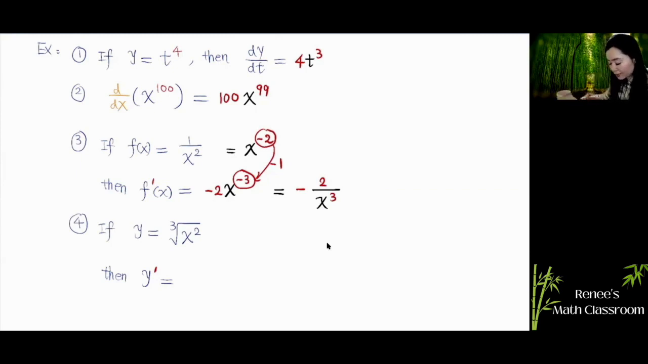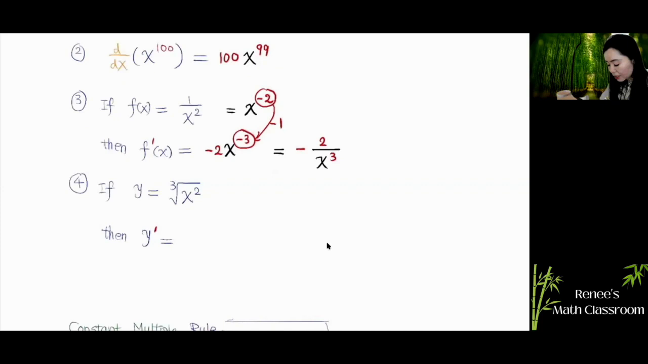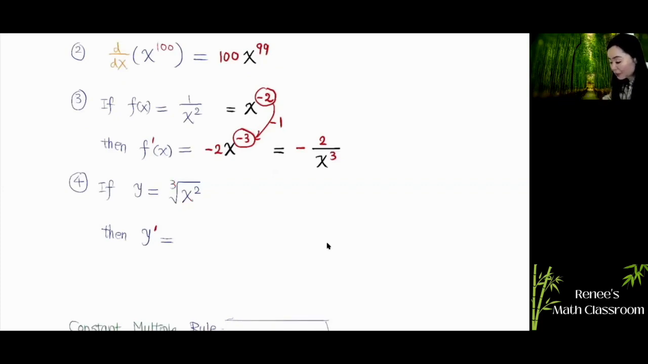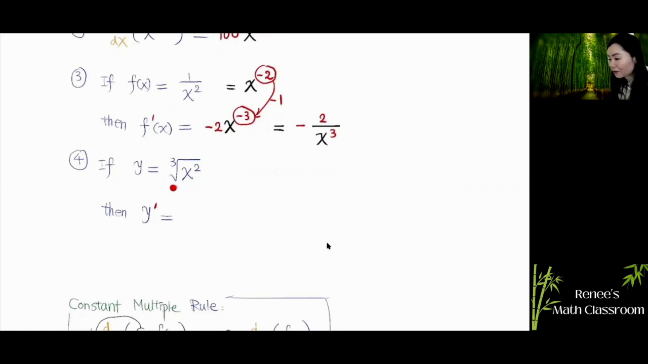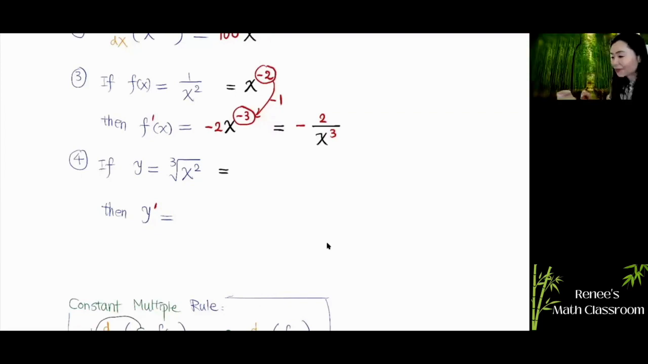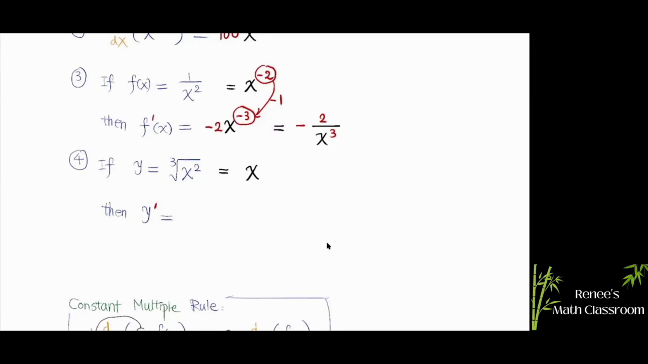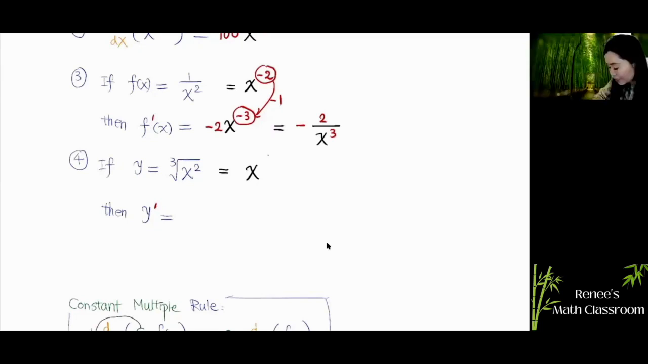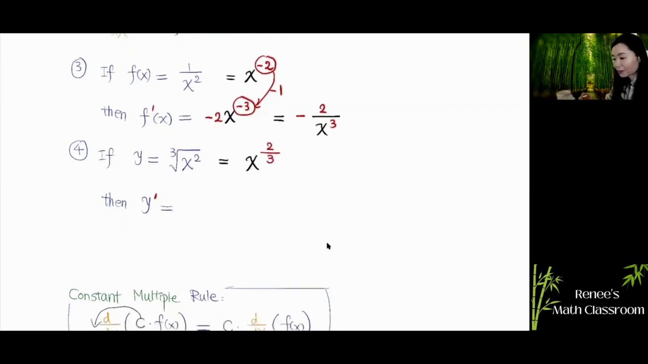Okay, the next one. If y equals the cube root of x to the second power, let's rewrite this in power form. So this is x to the what power? Do you guys remember? 2/3? You got it. So x to the 2 over 3 power.